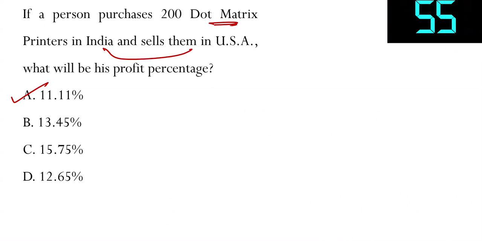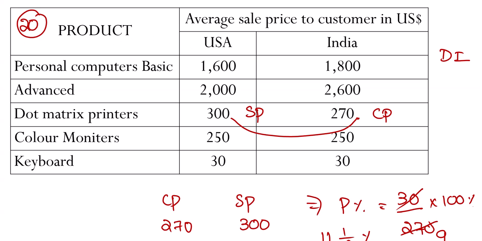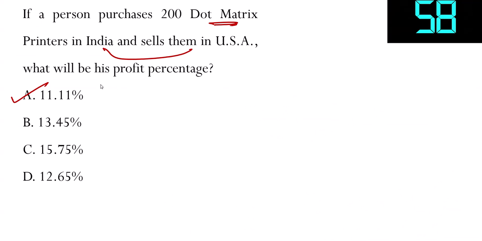11.11. Purchased in India, selling at 200 also no problem. See, here into 200, numerator into 200, denominator also into 200 will come. As it is percentage, it does not matter. If they ask only the profit value, then 30 into 200. But percentage for one quantity or 10 quantities will not differ.